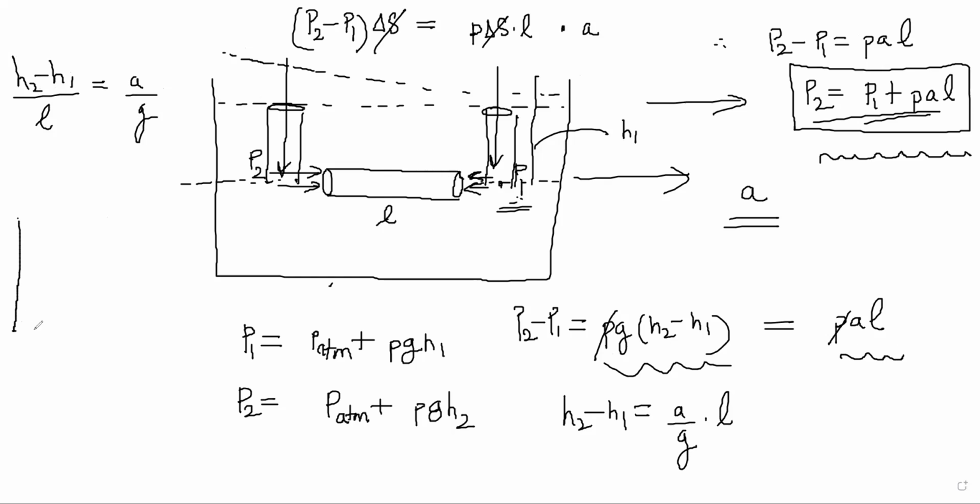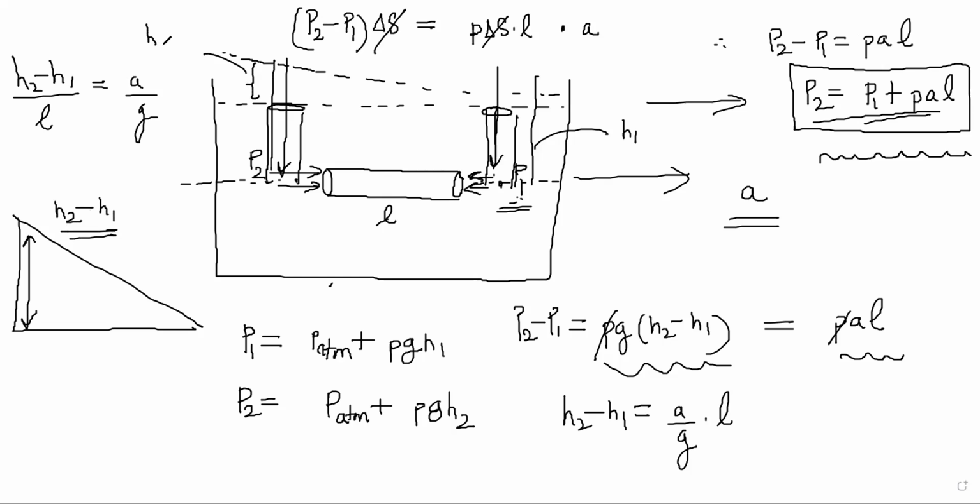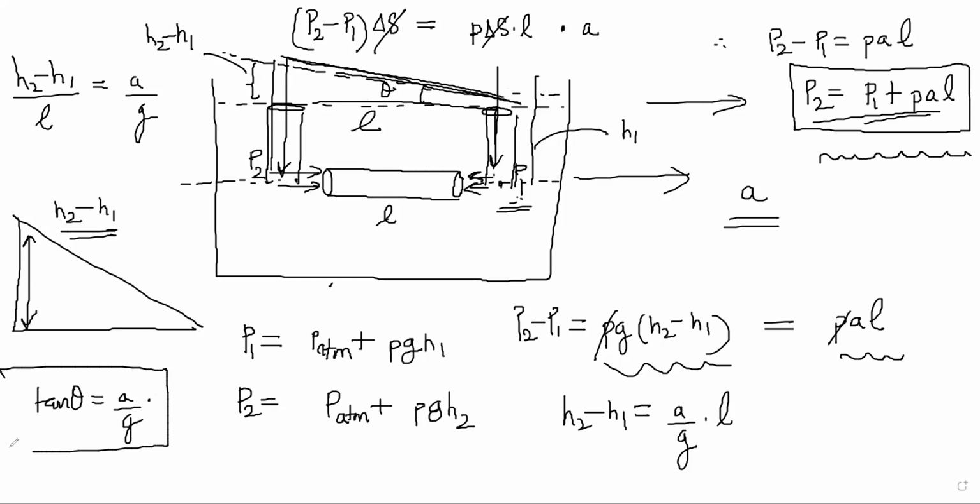So if you construct a triangle like this, if this height is H2 minus H1, the extra height, right? This is H2, this is H1, so this much is H2 minus H1, right? (H2 minus H1) by L, where L is the length here, looks like tan theta, right? The slope of the fluid surface, right? So you get tan theta is equal to A by G. Okay, so in this case, the fluid surface will be like this, correct?